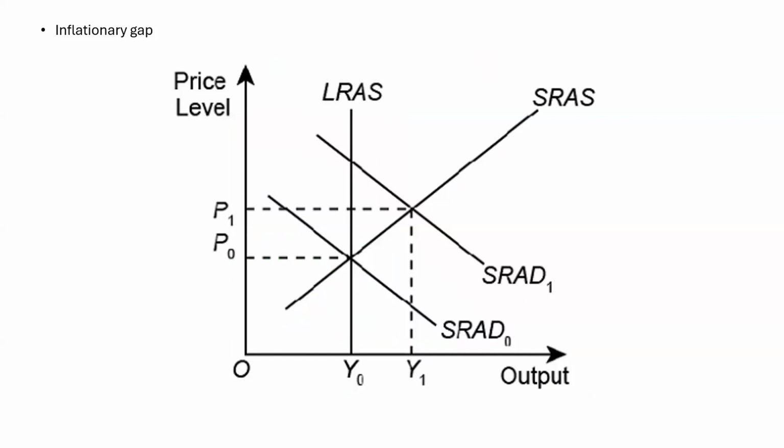Well, inflationary gap occurs when the actual GDP at the equilibrium is over the potential GDP at the long run aggregate supply. So the actual GDP is over the potential GDP right here, and we have an inflationary gap.